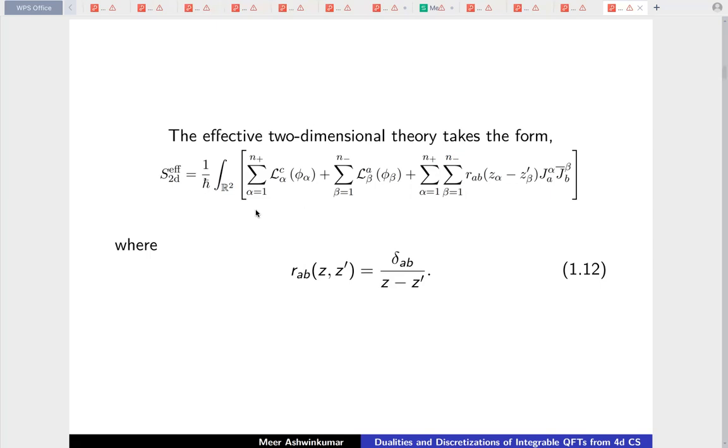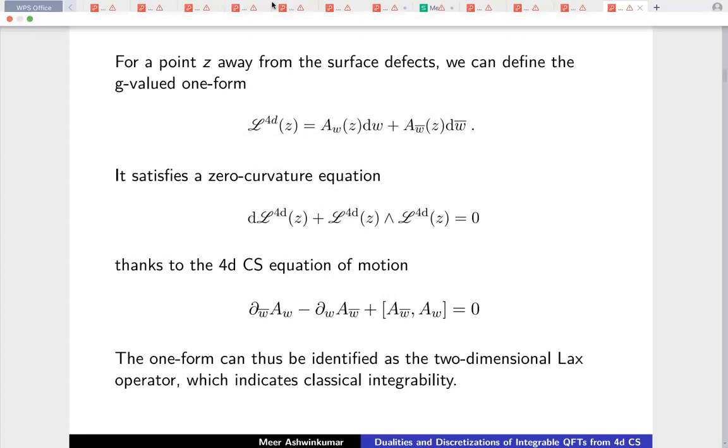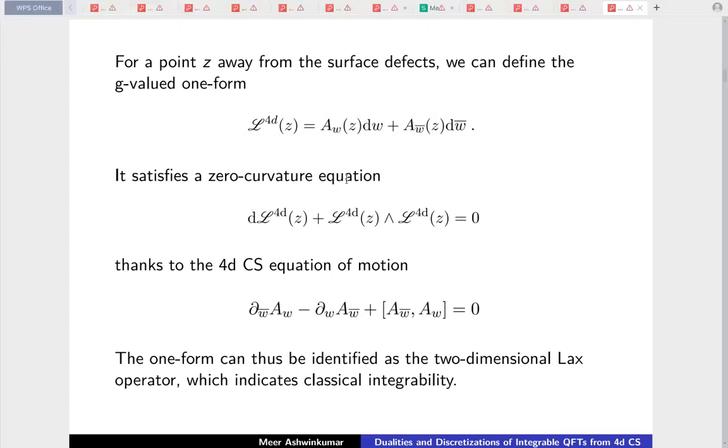But surprisingly, at least in principle, its equations of motion can be solved exactly because it's actually an integrable field theory. And one might ask, how do we know that it is an integrable field theory from the perspective of Chern-Simons theory? The reason is because there exists a Lax operator for this integrable field theory. And this Lax operator or Lax connection is actually flat. It satisfies this zero curvature equation.